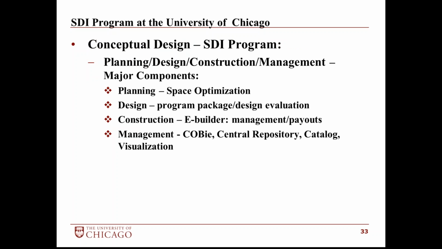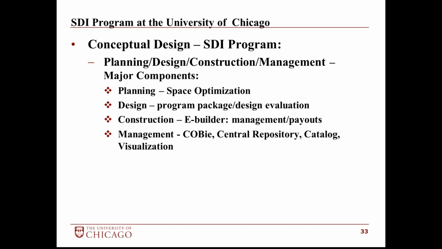Okay, so with that, let's just move into the conceptual design of the SDI program. And again, we're dealing with planning, design, construction, and management. So for planning, it would be like space optimization. Obviously, we have to have the ability to map that and use our SDI for that purpose. For design, we put out program packages and design evaluations. So we basically send you a 3D model of the campus as part of your capital project design. If it's an existing building, we can give that to you and model it within, and we probably will model it within our existing SDI to evaluate your design.